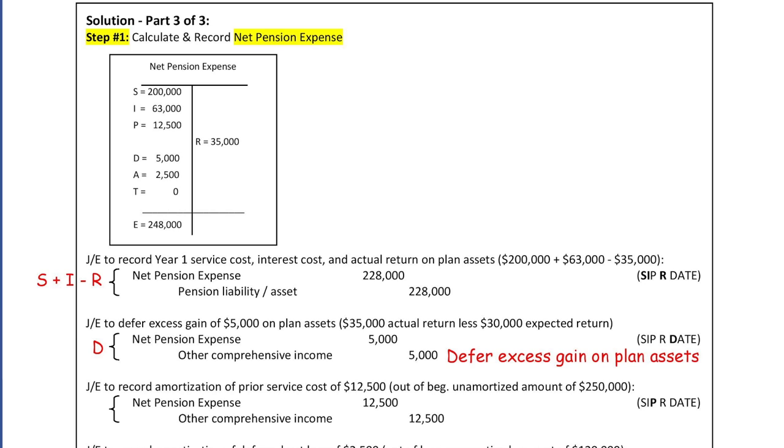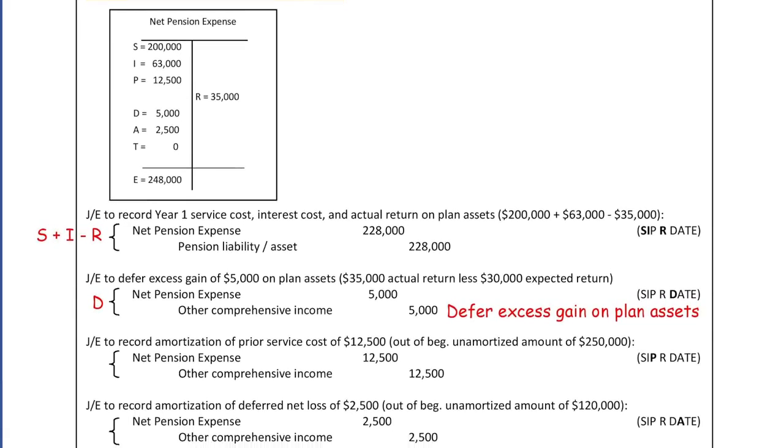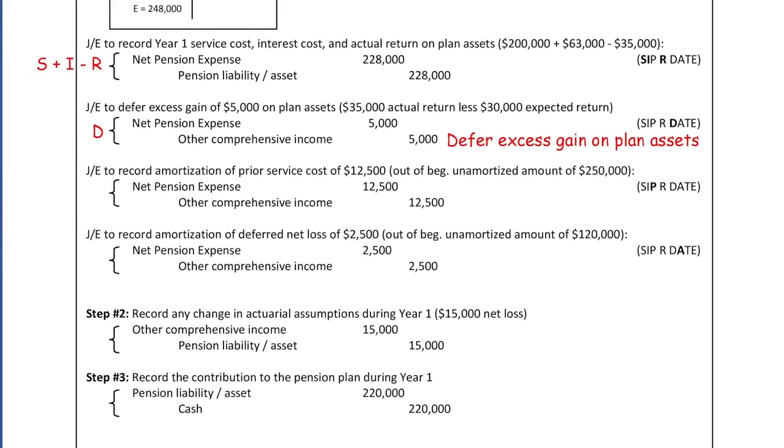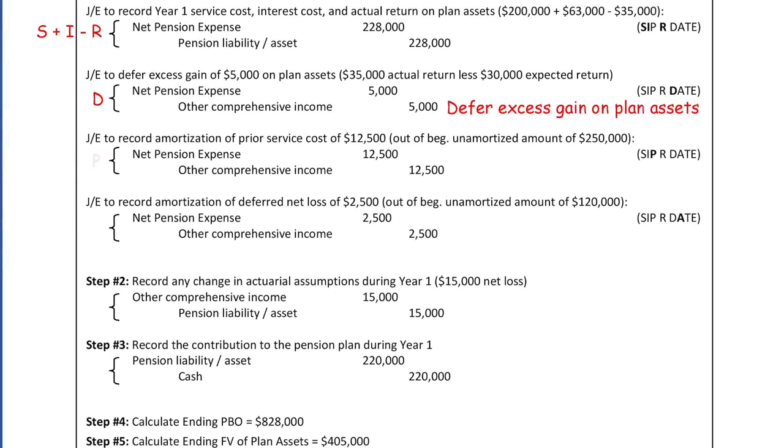Now then let's look at the amortization journal entries. So the next journal entry is to record amortization of prior service cost of $12,500. So when you amortize it, you're increasing your pension expense and the credit is to OCI. So write P there and write amortize prior service cost. You're amortizing a loss. You're taking it out of accumulated OCI.